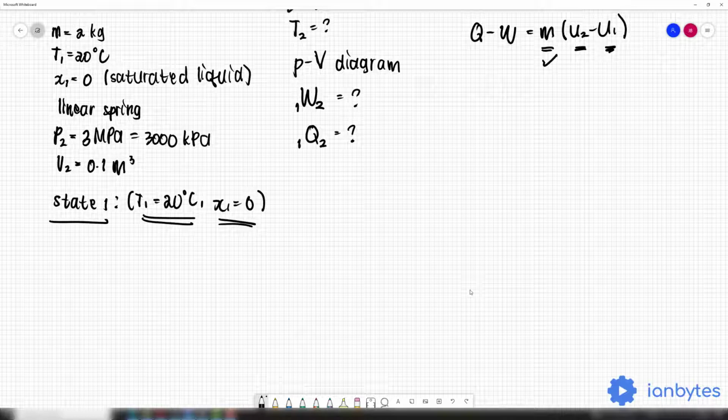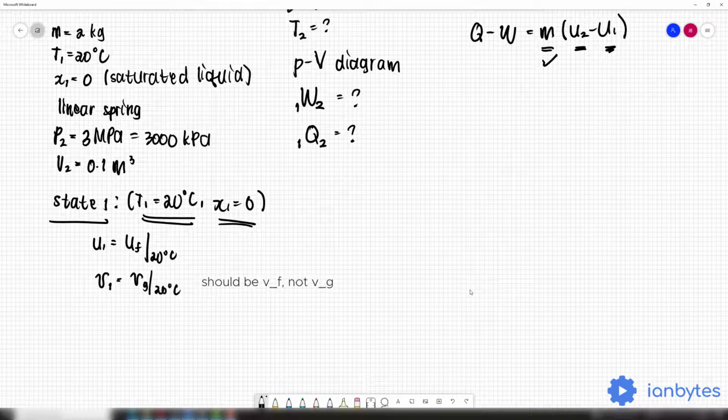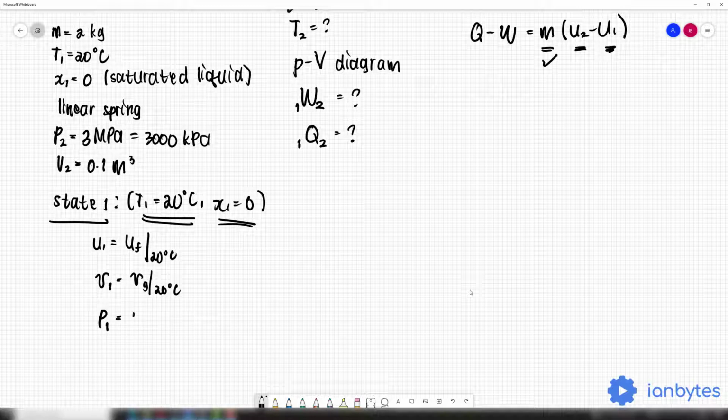Therefore, we can say that the internal energy U1 is just equal to UF, or the saturated liquid internal energy at 20 degrees Celsius. Also, the specific volume at state 1 is just equal to the saturated liquid specific volume at 20 degrees Celsius. Also, alam natin na ang pressure at state 1 is just equal to the saturation pressure at 20 degrees Celsius because of the same argument na ito ay saturated liquid.